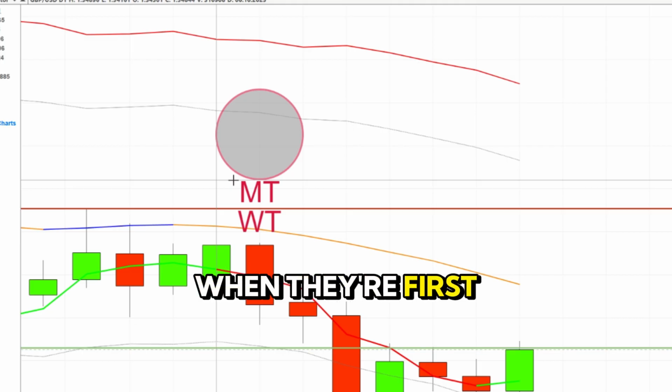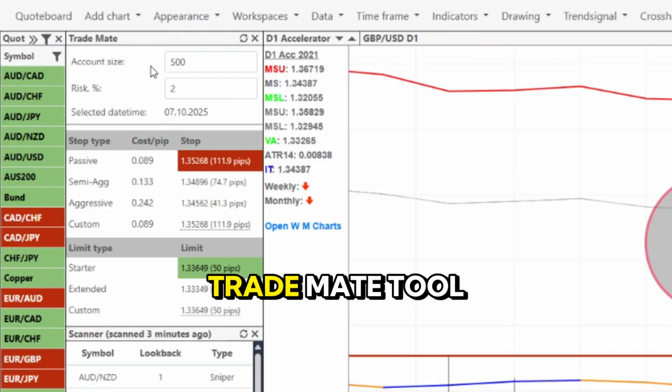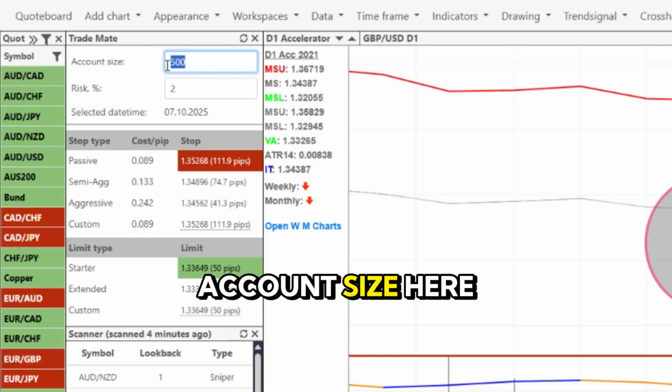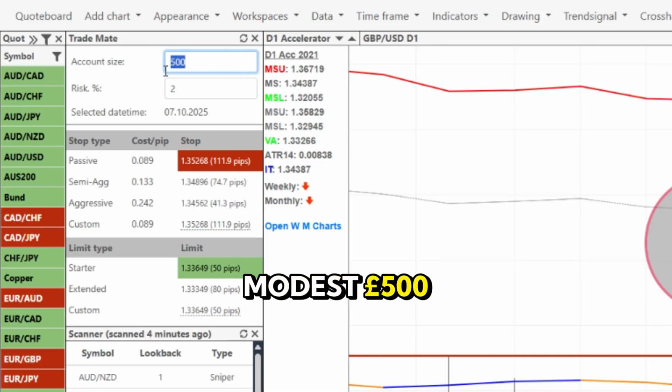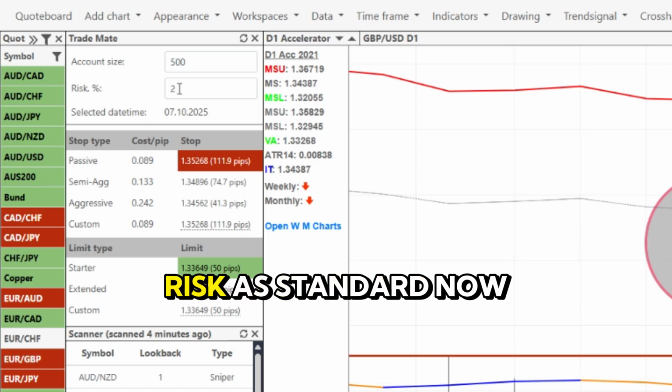But for most people, when they're first starting with the sniper, they're going for a couple of basic things. Is there a trade? How do I place the trade? And how long do I run it for? We use the trade mate tool to tell us this. So you can put in your account size here. I've got a modest £500. Of course, you can use a higher size if you so wish. But we use a 2% risk as standard.